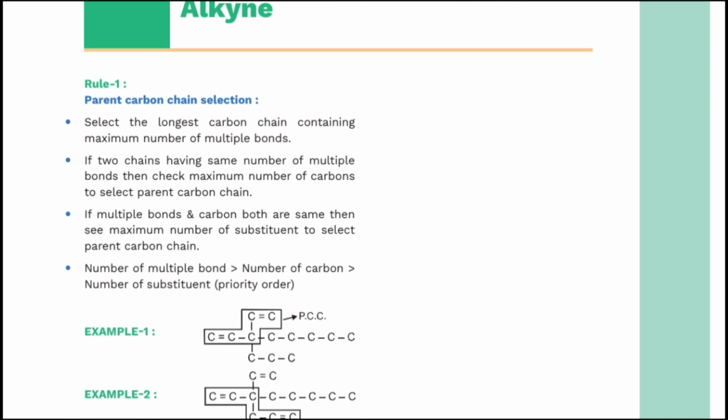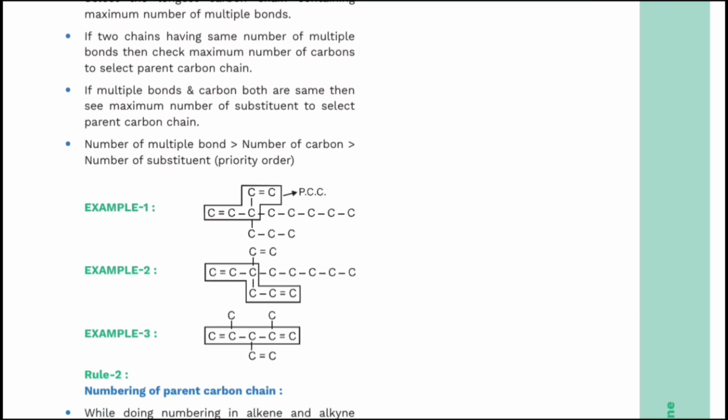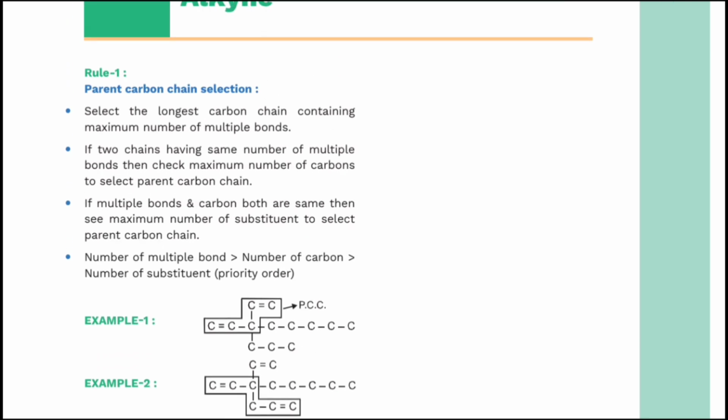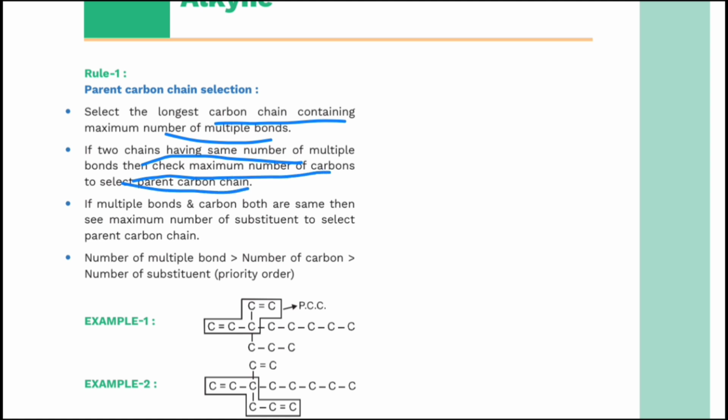Now this is alkene and alkyne. First example is here. First of all, see the rules. Select the longest chain containing the maximum number of multiple bonds. If two chains have the same number of multiple bonds, then check the maximum number of carbons to select the parent carbon chain. If multiple bonds and carbon atoms both are same, then maximum number of substituents to select the parent chain. Number of multiple bonds is greater than number of carbons is greater than the number of substituents in priority.